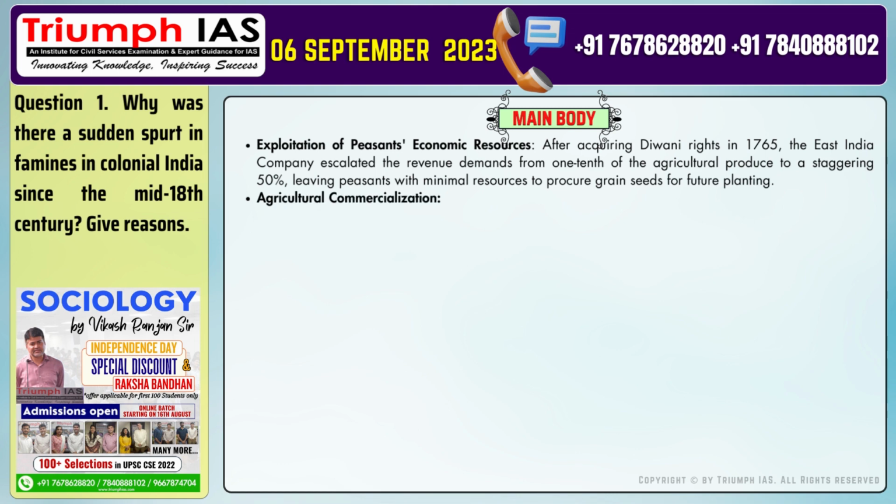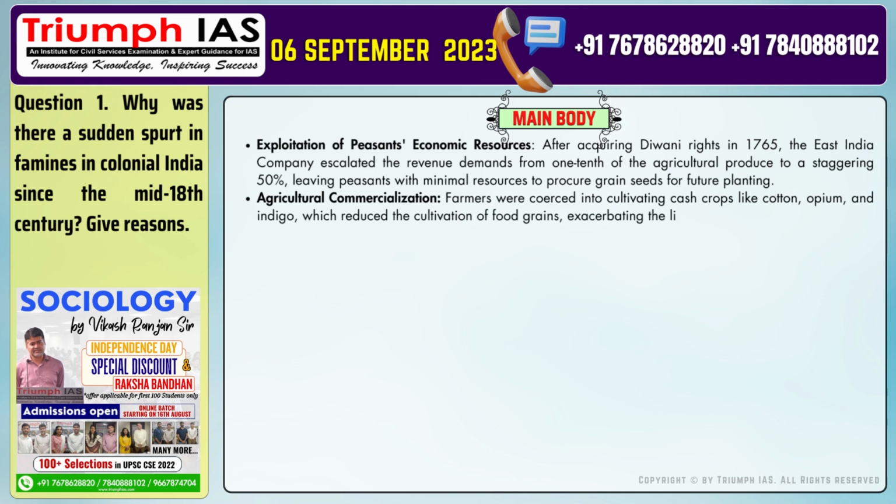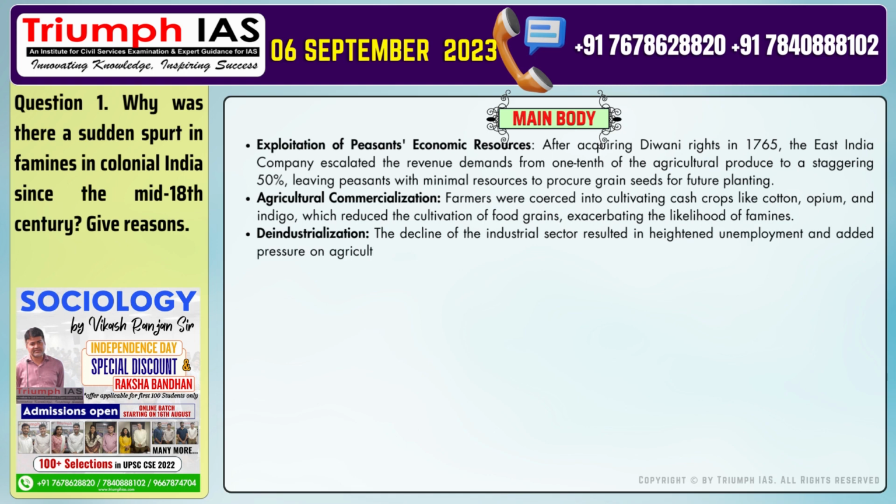Number 2. Agricultural commercialization. Farmers were coerced into cultivating cash crops like cotton, opium, and indigo, which reduced the cultivation of food grains, exacerbating the likelihood of famines. Number 3. Deindustrialization. The decline of the industrial sector resulted in heightened unemployment and added pressure on agricultural activities, as many individuals relied on farming for their livelihoods, intensifying the impact of famines.